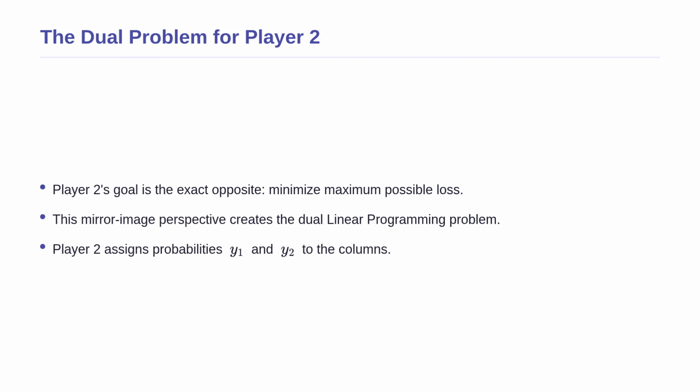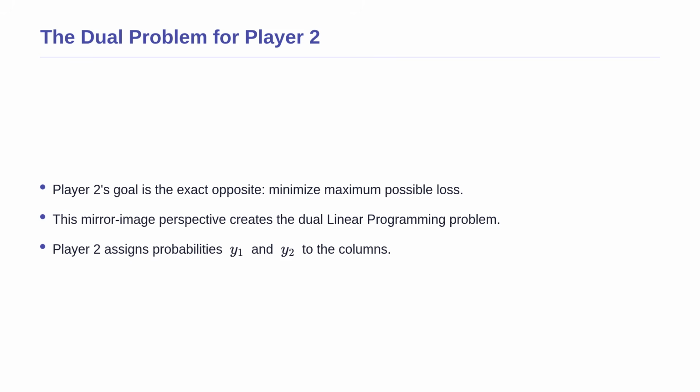This brings us to player 2's perspective. Why do we need to look at the other side? Because game theory is symmetric. Player 2's goal is the exact opposite of player 1's goal. Player 2 wants to minimize their maximum possible loss. This mirror image perspective creates what we call the dual linear programming problem.